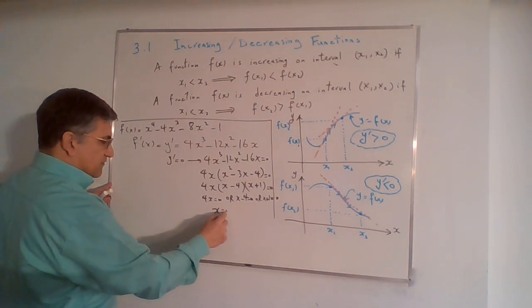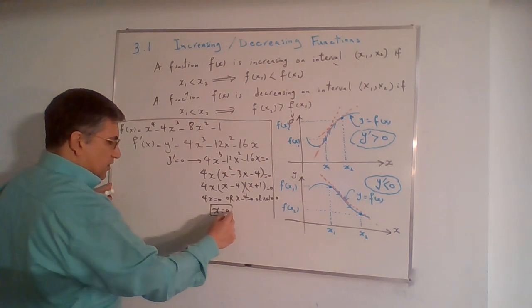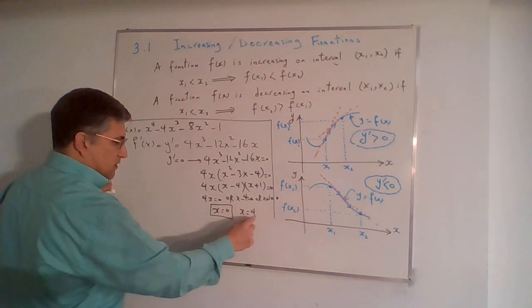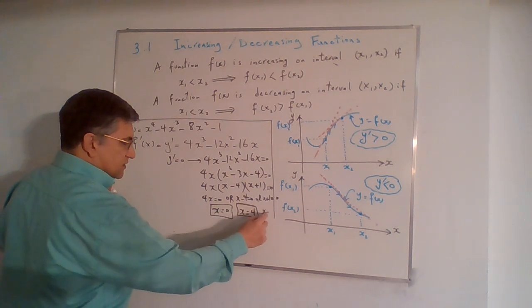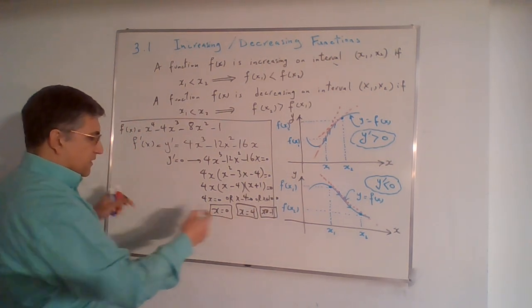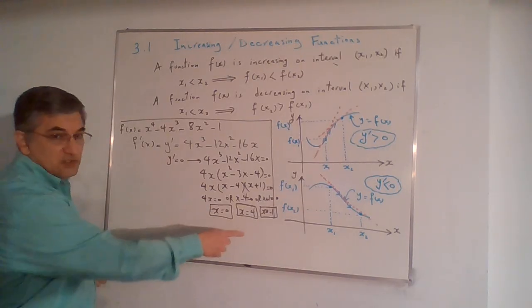This means that we have three x values. One is x equals 0, one is x equals 4, and one is x equals -1, where the first derivative is 0.